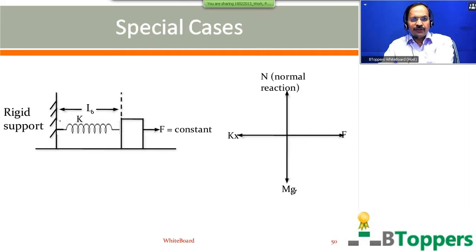On the right hand side, I have shown the free body diagram for the block after the block has moved by distance x from its initial position, that means when the spring is stretched by distance x. Come on, finish copying the two diagrams. F is a constant force applied on the block which acts towards right.